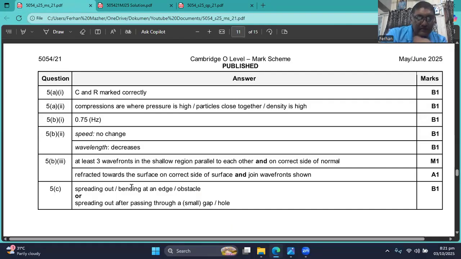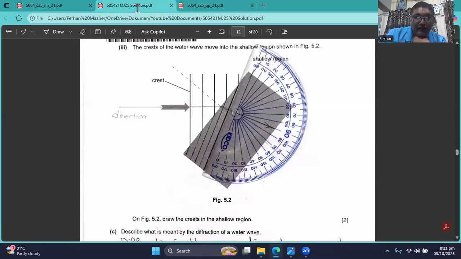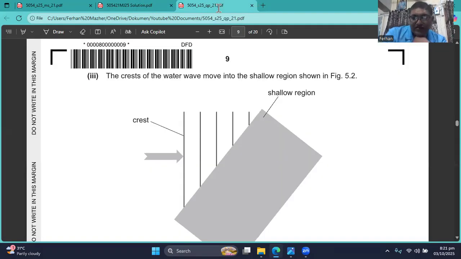This is what they have written, this is the answer. I hope you have understood this.